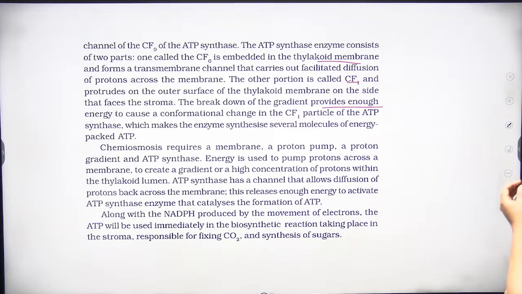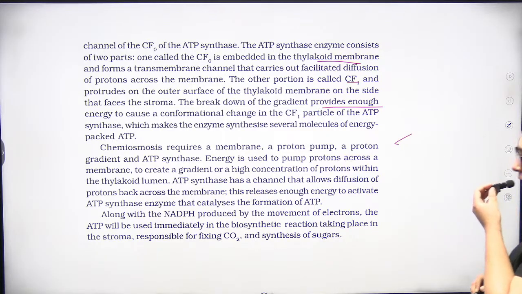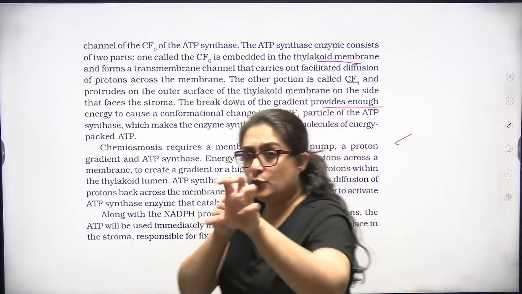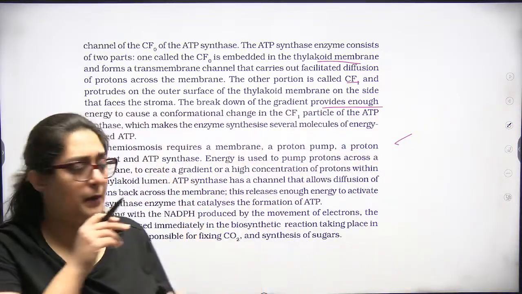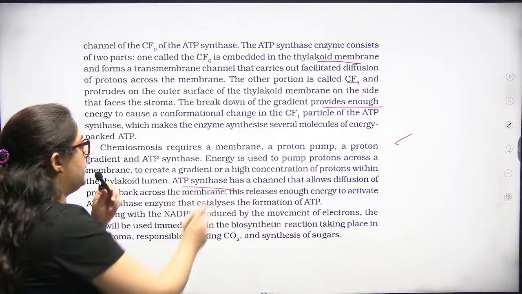Chemiosmosis requires a membrane, a proton pump, and a proton gradient. Energy is used to create the pump. The pump is used to create the gradient. ATP synthase has a channel.